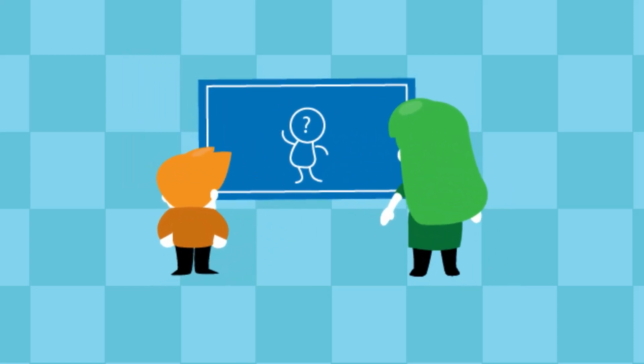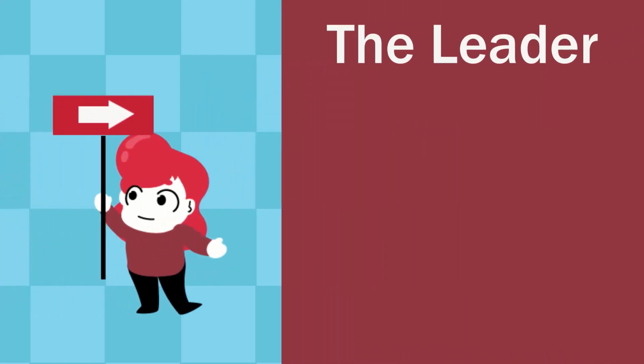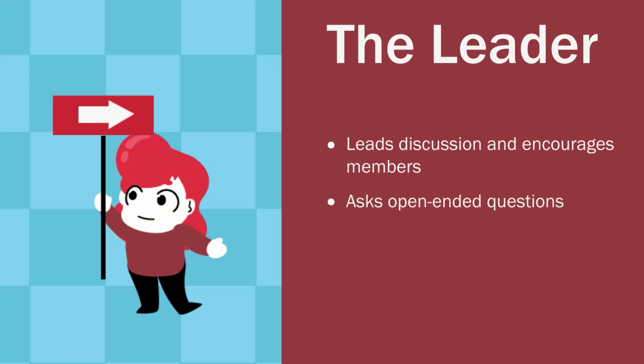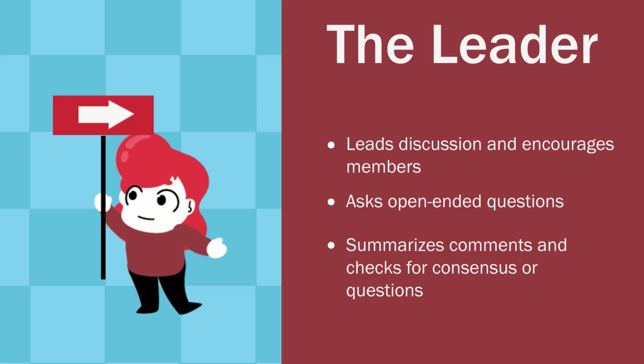Start by figuring out what roles you need for your group. Here are some examples of the kinds of roles you might want to have. The leader. This person leads discussions and encourages all members of the group. They help guide the conversation by asking open-ended questions and focusing on positive statements. They summarize and clarify group comments, and they check for consensus or questions from group members.